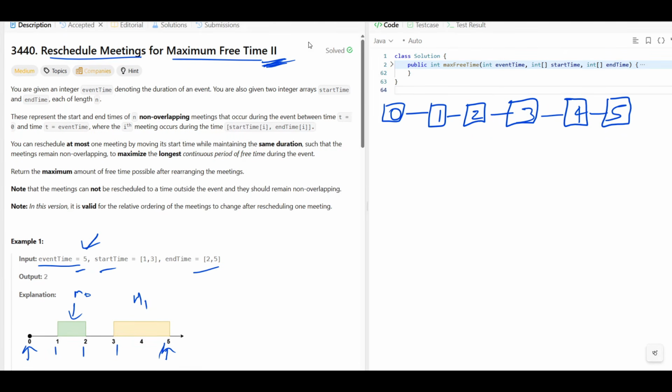Let's understand the meetings we have. The very first starts at 1 and ends at 2. So this is the very first meeting we have, let's suppose we call it M0. Another starts at 3 and ends at 5. Okay, that means these parts are occupied with the meetings, and this is called M1, right?